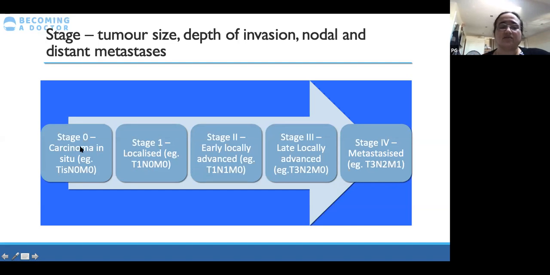But broadly, stage 0 means it's in situ, it hasn't invaded locally, it hasn't become invasive carcinoma, it's still in situ. Stage 1 is where it's localized, it's not gone to nodes yet. Stage 2 is where it's early locally advanced, so it's gone to a few lymph nodes. And then stage 3 is where the tumor is very big and it's gone to lots of lymph nodes. And then stage 4 is where it's all of that, but also gone to distant organs and metastasized.